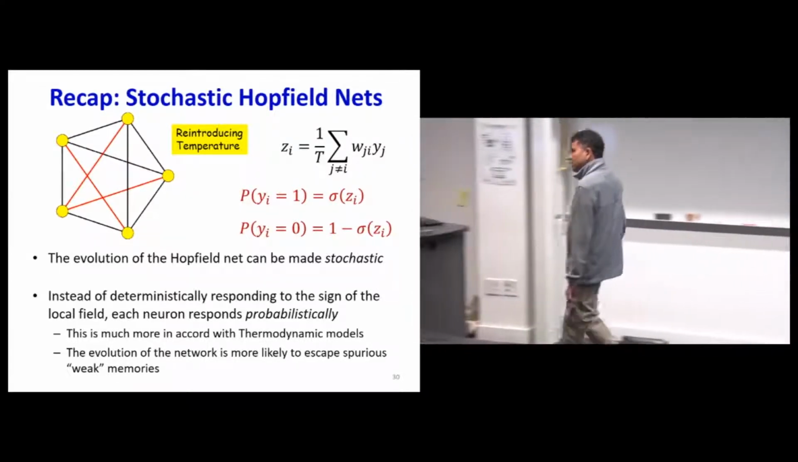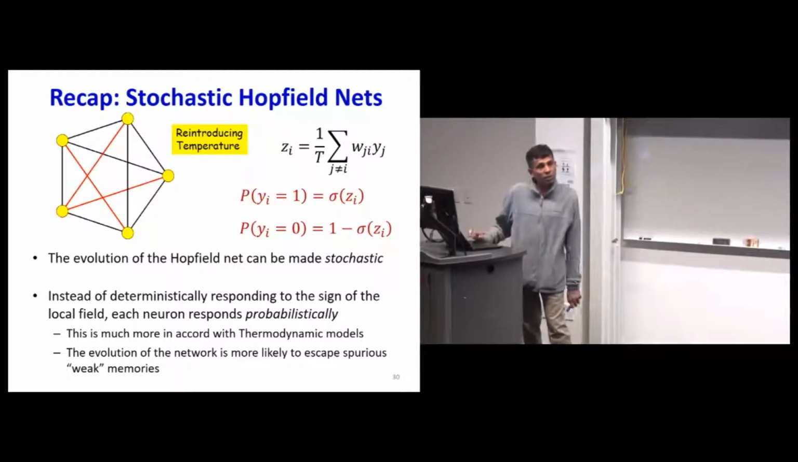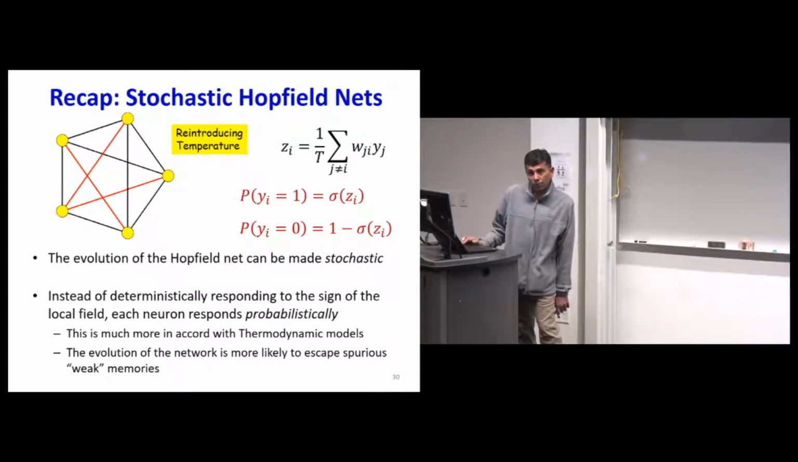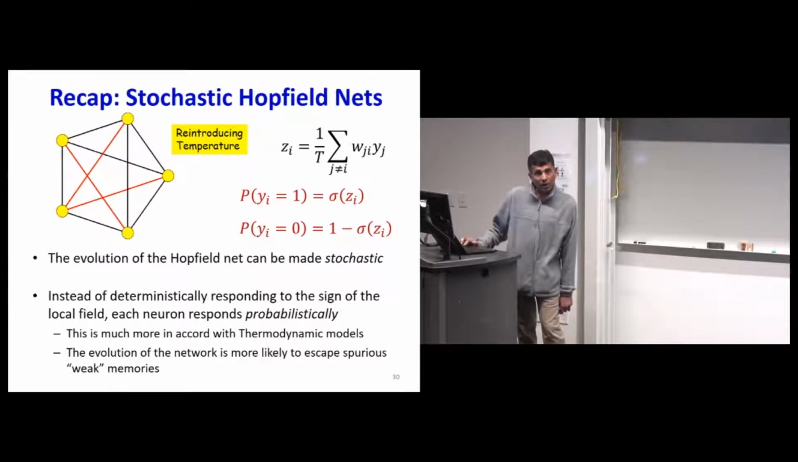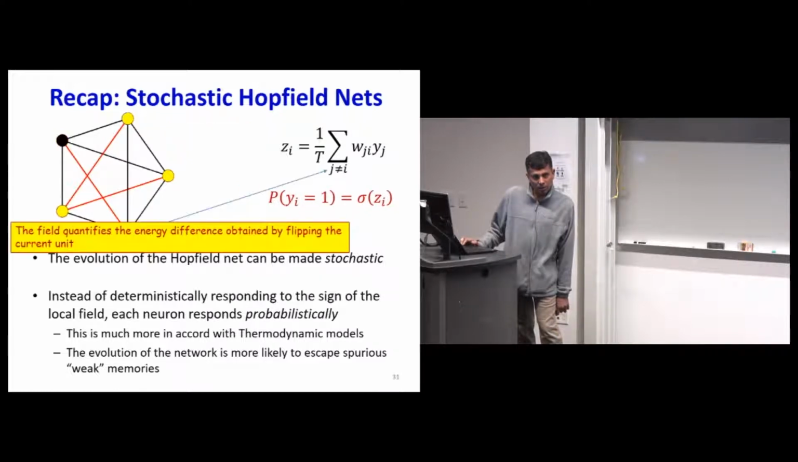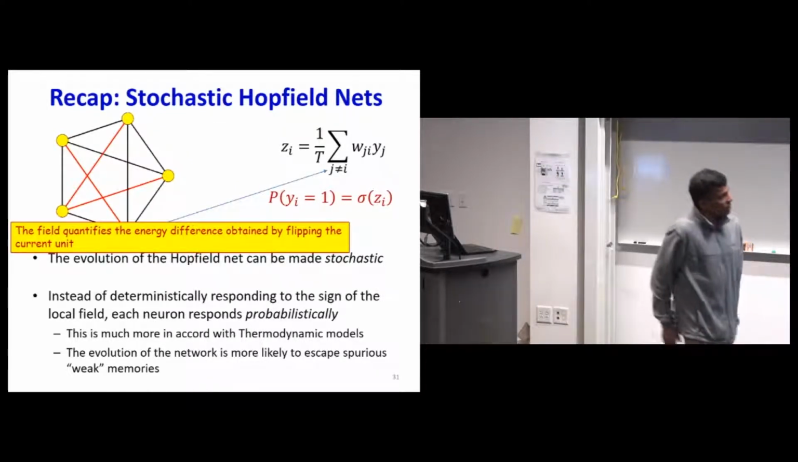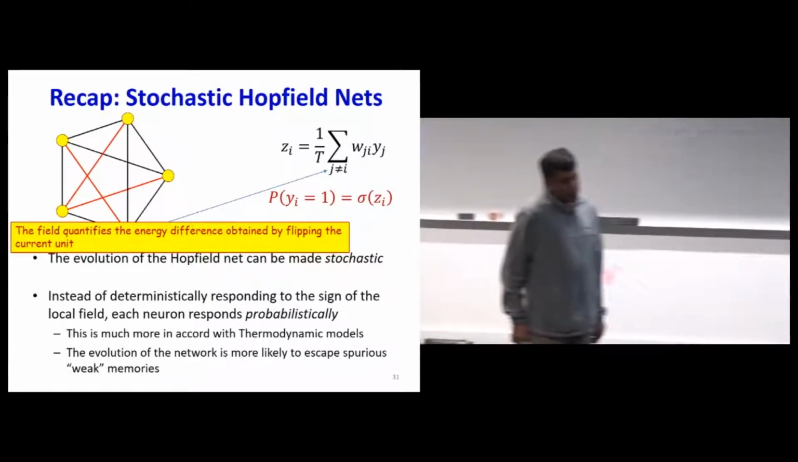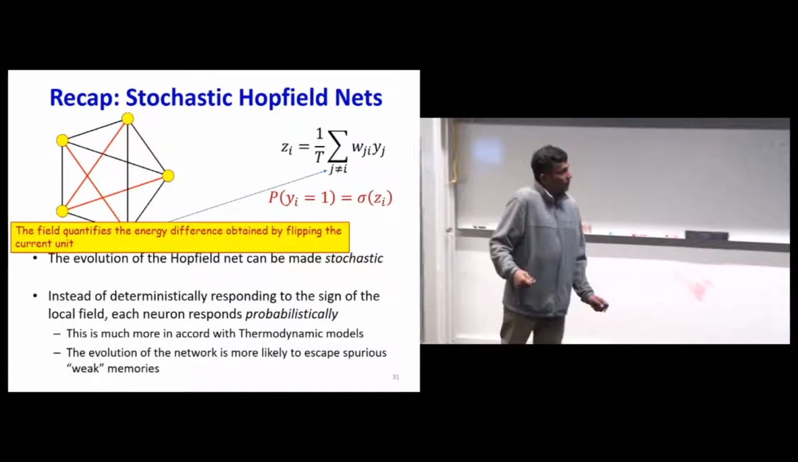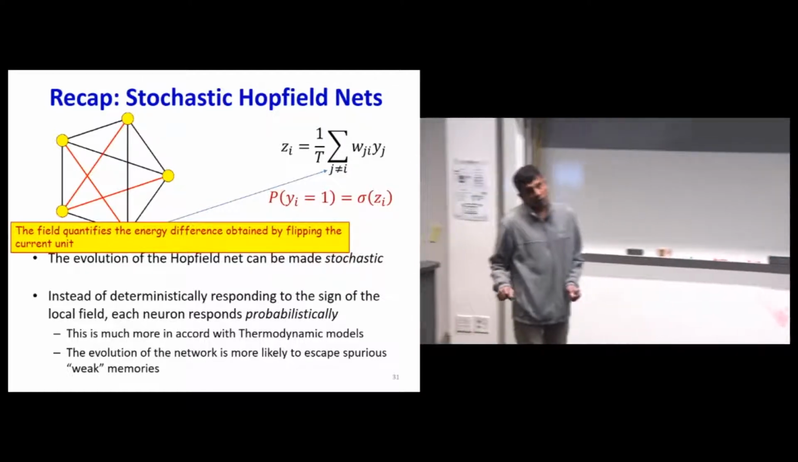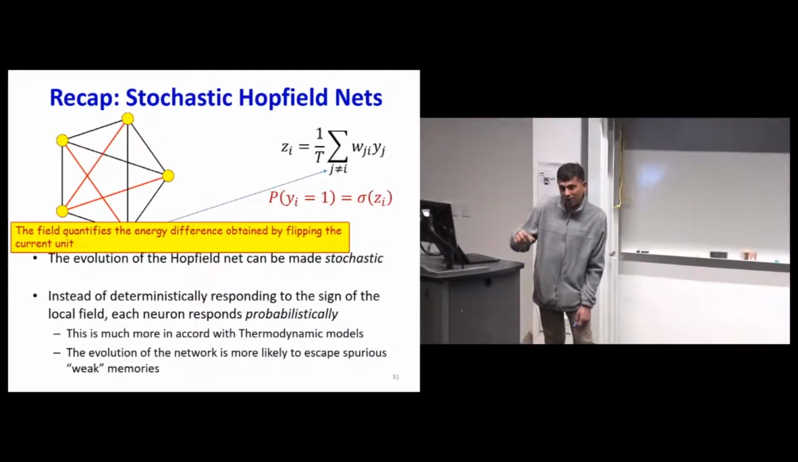And by introducing this temperature, it actually gives you the ability to slide between a Hopfield network and a Boltzmann machine, where the Boltzmann machine is the stochastic machine and the Hopfield network was the deterministic system, which always evolved towards the lower energy configuration. So this first term over here quantifies the energy difference obtained by flipping the current unit. Right? That is the field, right?